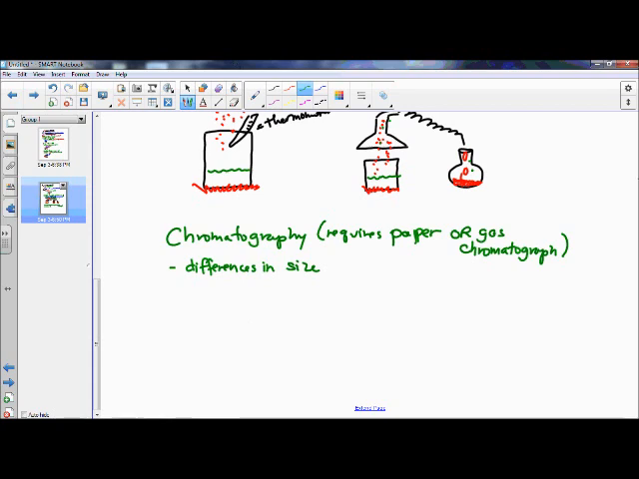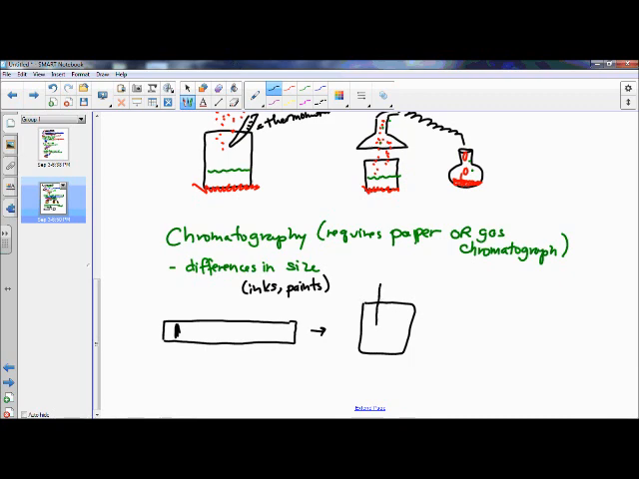So let's look at paper chromatography. This is really good for inks and paints. You can separate out the colors because the colors in inks and paints, called pigments, are usually different sized particles. So I'm going to take a piece of paper and put a little bit of my ink on the end. Then I'm going to put it down into some water, and the water's going to be right here.